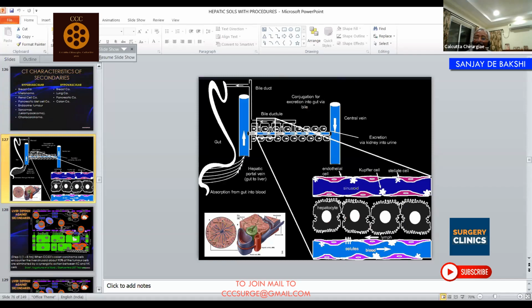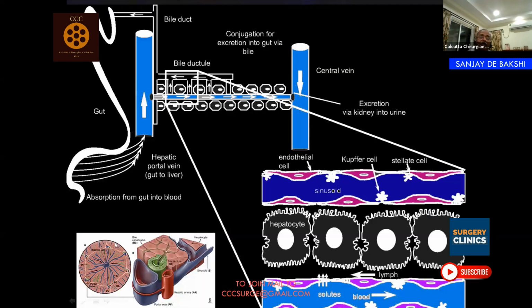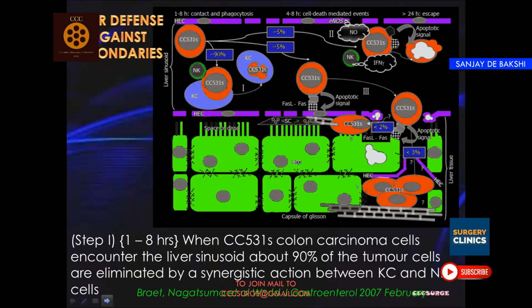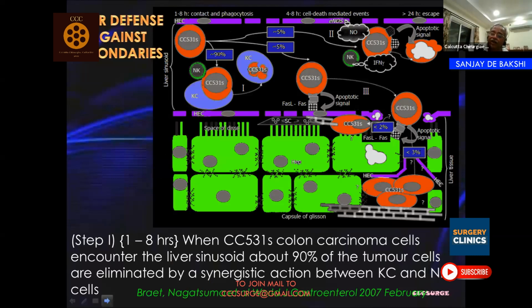So zone 3 is around the sinusoid and zone 1 is around the portal triad. Okay? Right, and in between is zone 2. Remember that. So now this was the trial that was carried out between somebody called Brett, and somebody called Nagatsuma. And this was published in 2007, and I was chasing it up. And this was a wonderful experiment.